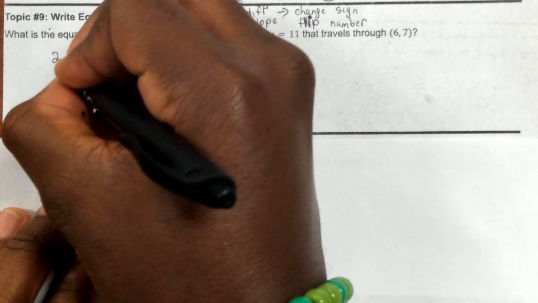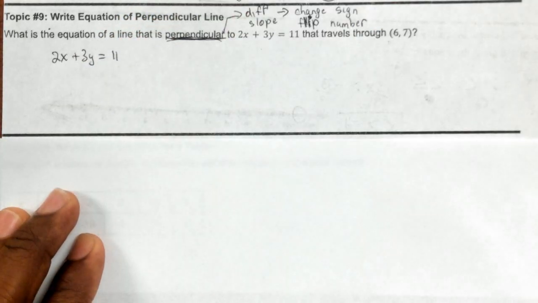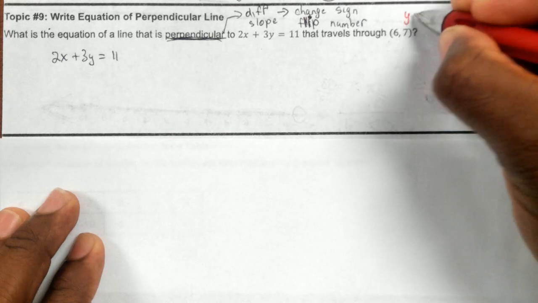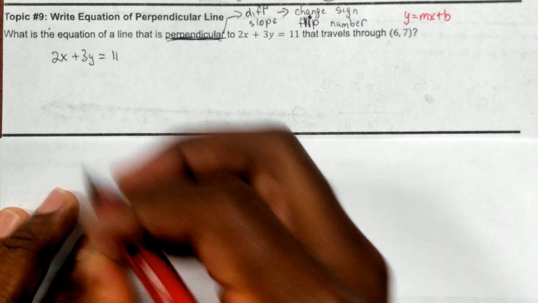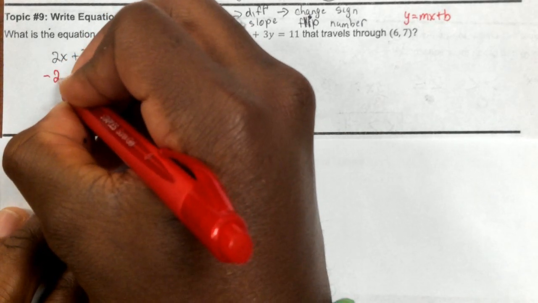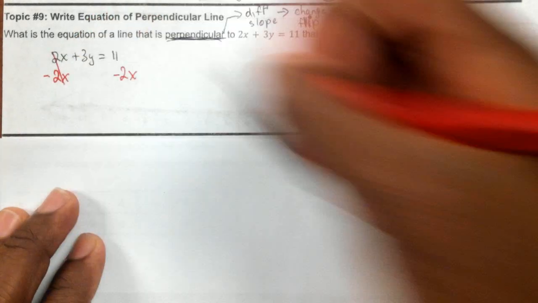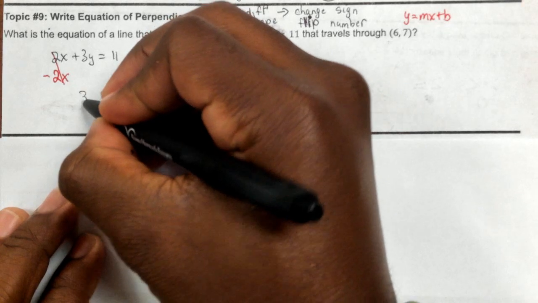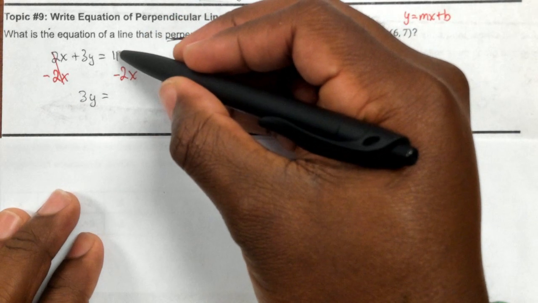First things first, let me write my equation: 2x plus 3y is equal to 11. The first thing I need to do is to get it into the form y equals mx plus b. To get it into that form, I'm going to move my x to the other side. To move a positive x, we subtract 2x on both sides. That gets canceled. So now I have 3y is equal to, can I subtract 2x from 11?